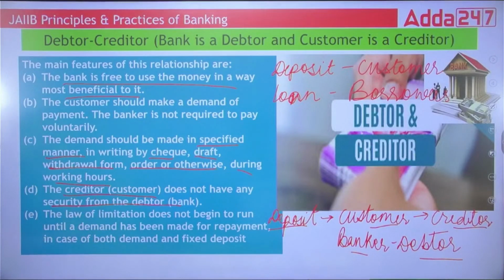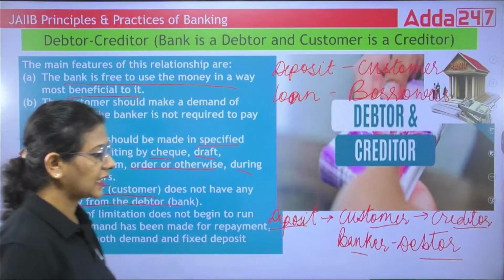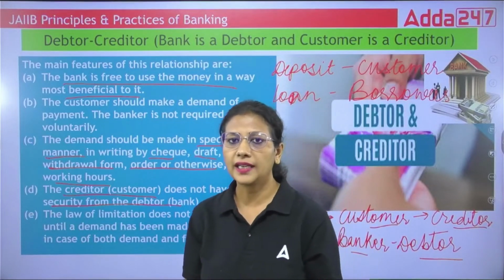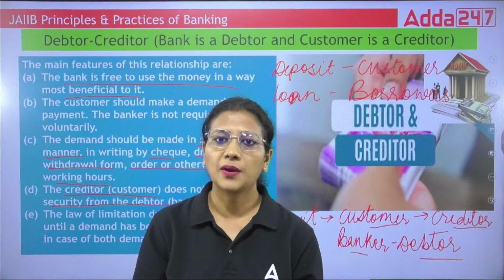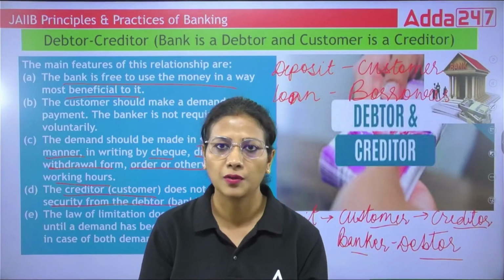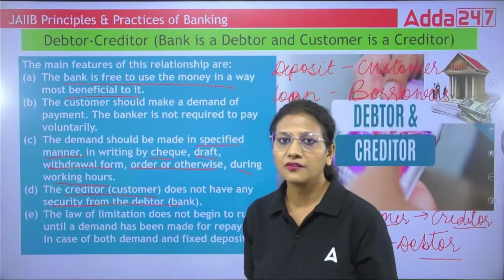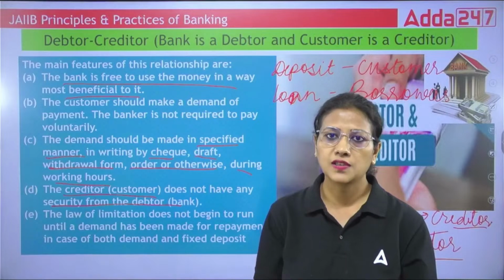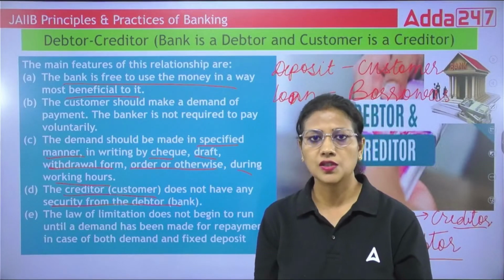The law of limitation does not begin to run until a demand has been made for repayment, in case of both demand and fixed deposit. In case of loans, there is a limitation period. After that, we have to get the loan renewed. For that, we take a revival letter or something, but this is not applicable in case of deposits. So these are the main features of the debtor-creditor relationship in case of deposits which the bank is taking.